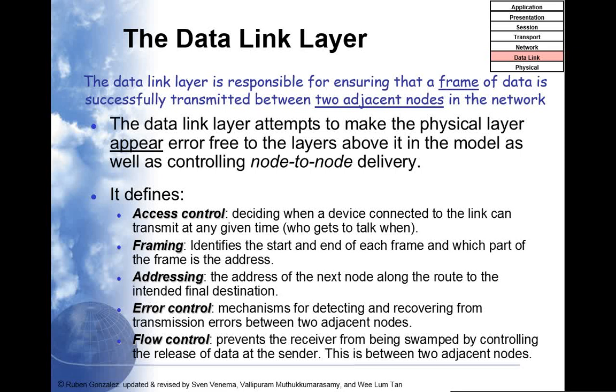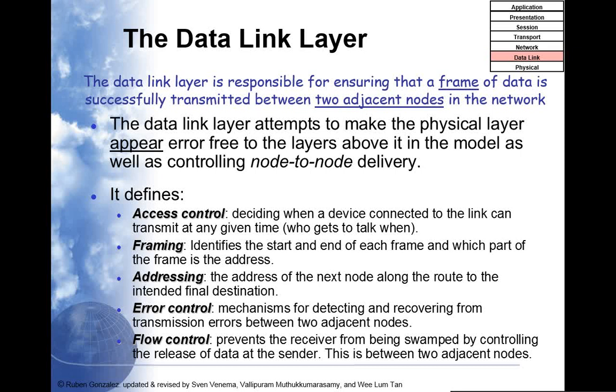The addressing is the address of the next node along the route to the intended final destination. That may be the final destination, it may not be. If it's not the final destination, it has to get to them first, and then they do the same process to make sure that it propagates to the end node. Error control: there may be some errors, so it handles detecting and recovering from transmission errors between 2 adjacent nodes. This is not the overall message path, it's just between me and my neighbor. There may be some things that go wrong.